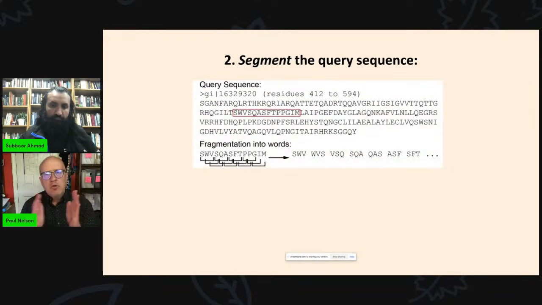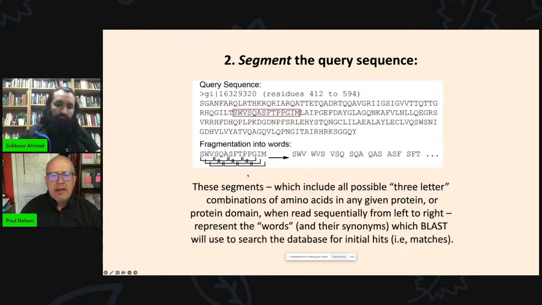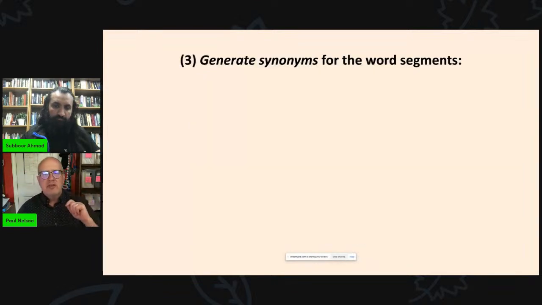Now, the query sequence is broken up into words, shorter modules. So in an amino acid sequence, those are every possible 3-letter combination of amino acids. So you can see how these overlap as you cut them up. And that is what the algorithm will then use as it goes into the database. And this is a protein sequence, obviously. These amino acid words will be the bait, if you will, that will be submitted to the database looking for hits.